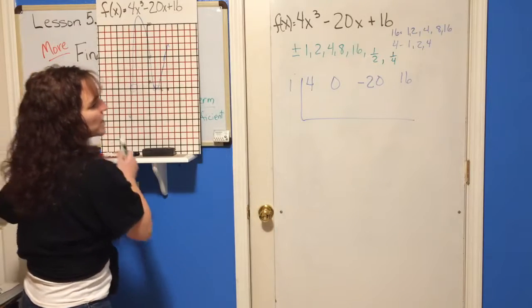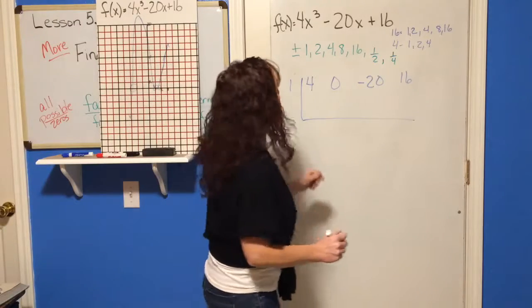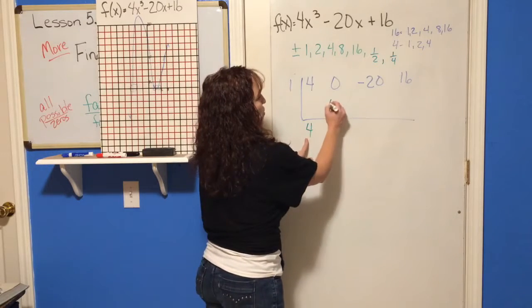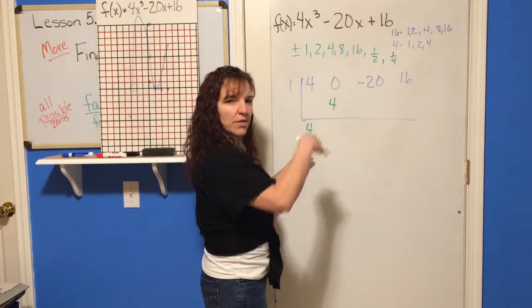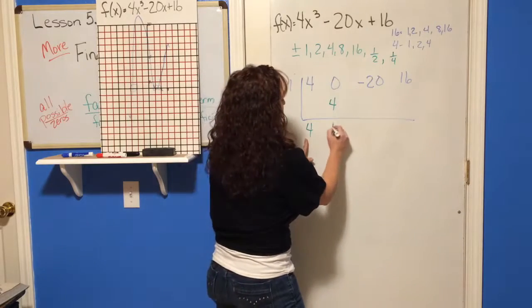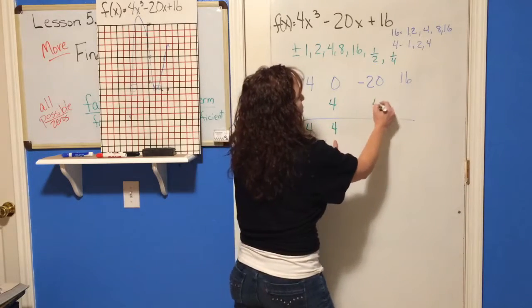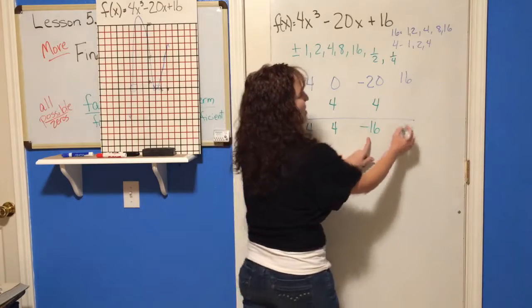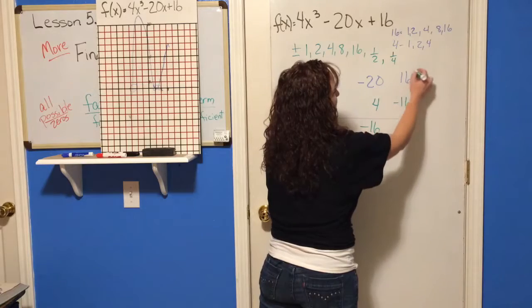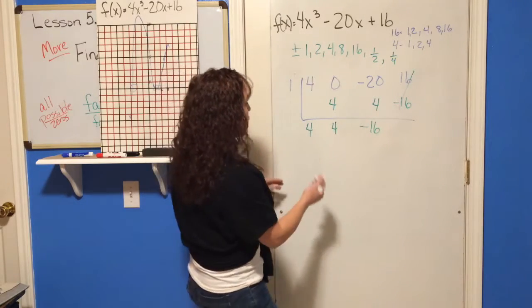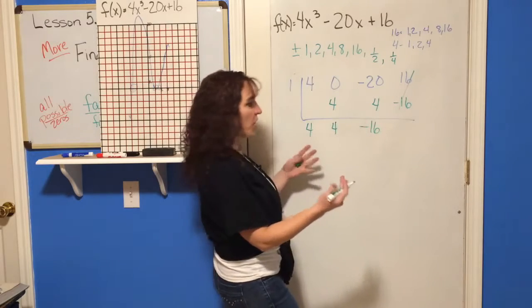I'm going to use a different marker because that one is dying and I'm sure it's hard to see. All right, so bring down your 4. 1 times 4 is 4. Are you remembering how to do this now? Is it starting to be quicker? Hopefully after all of those, huh? 0 plus 4 is 4. 1 times 4, bring it over. Negative 20 and 4 is negative 16. 1 times negative 16 is negative 16. Oh, that's what we wanted. So 1 is one of our options.